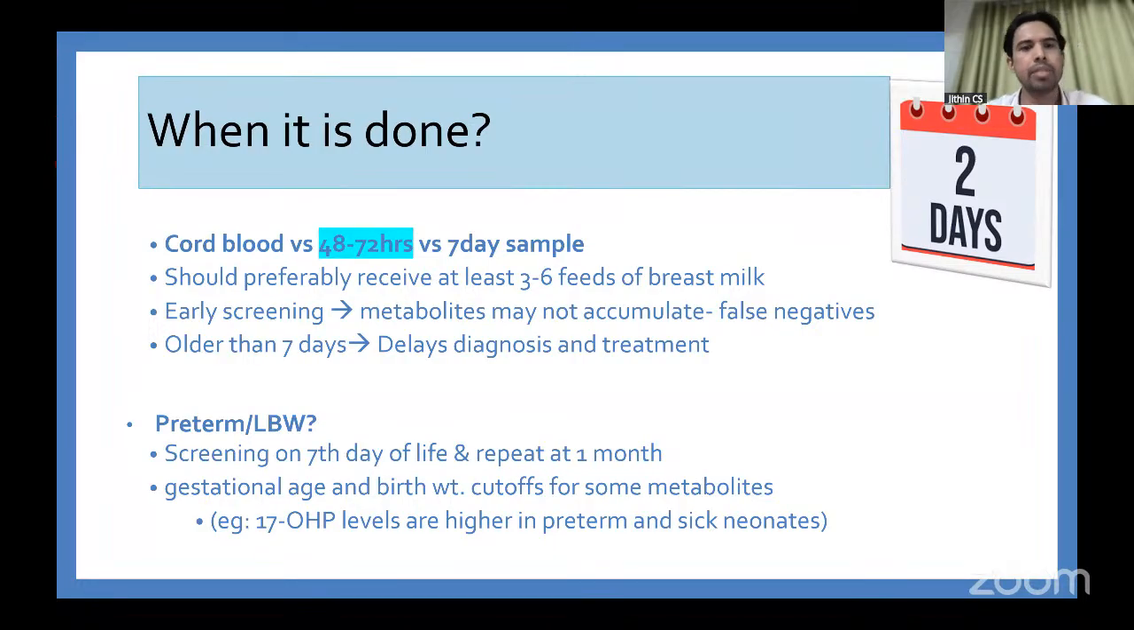And for preterms admitted in NICU, sick neonates, we usually screen at the 7th day of life, and a repeat screening is done at 1 month of age, or some units will carry it out at term equivalent age. That is mainly because we have seen increased 17-hydroxyprogesterone levels in preterms, particularly extreme preterms. And most of the time when we repeat at 40 weeks corrected age, the 17-OHP levels have come down to normal.